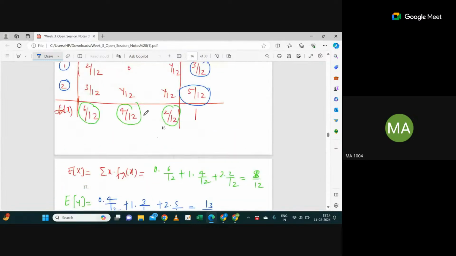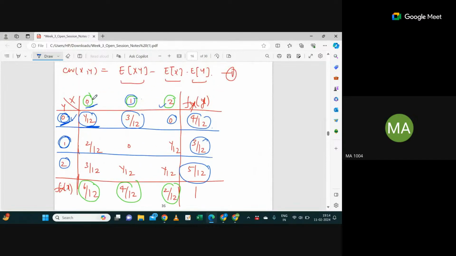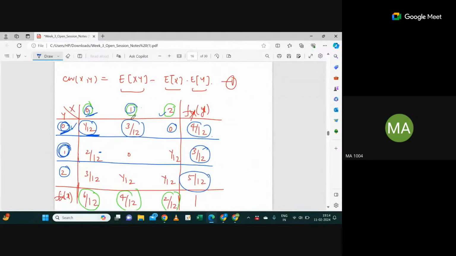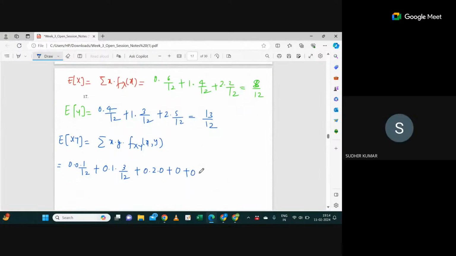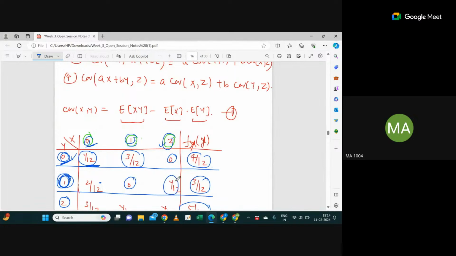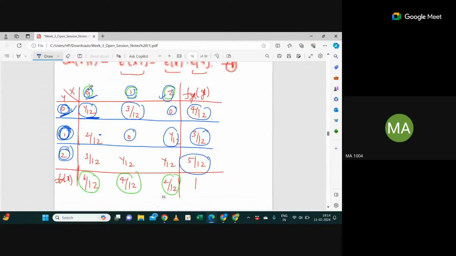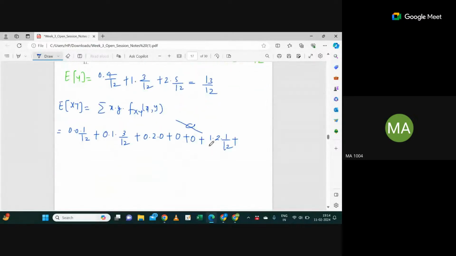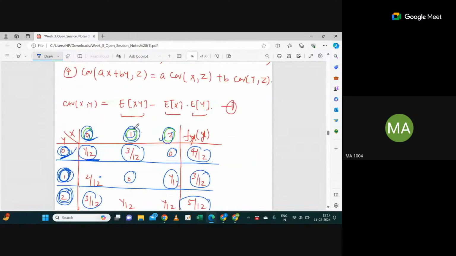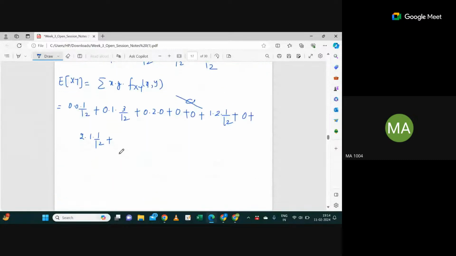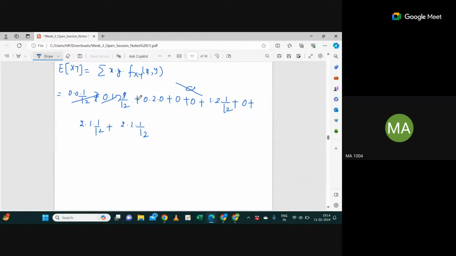Plus, next let's talk about row number 2. So 1 into 0 into 2 by 12, I'm directly writing it 0, because 0 into anything is 0. Then 1 into 1 into 0, again it will be 0. Plus 1 into 2 into 1 by 12. Plus 2 into 0 into this thing, it will again be 0. Plus 2 into 1 into 1 by 12. Plus 2 into 2 into 1 by 12. So the zero terms vanish, and we have 2 by 12 plus 2 by 12 plus 4 by 12. Total is 8 by 12, right?